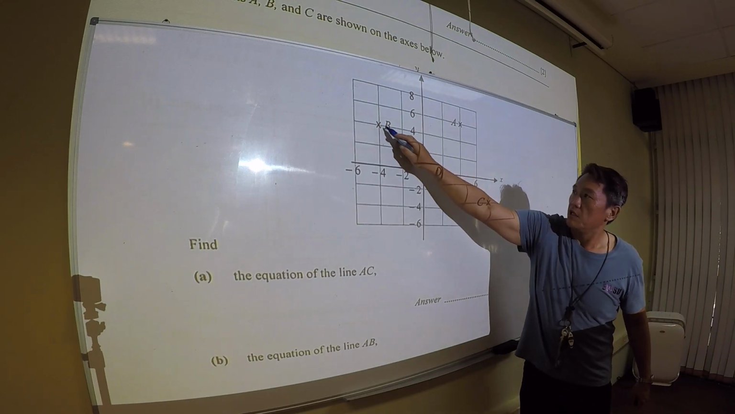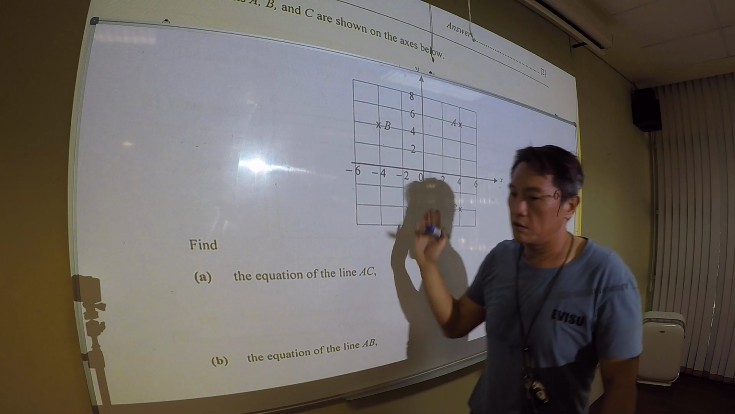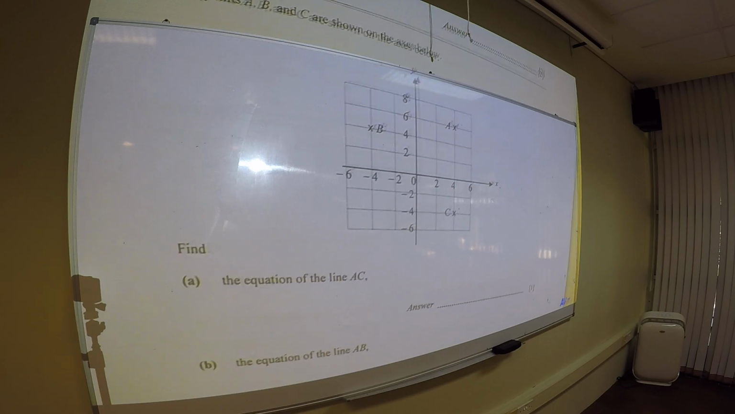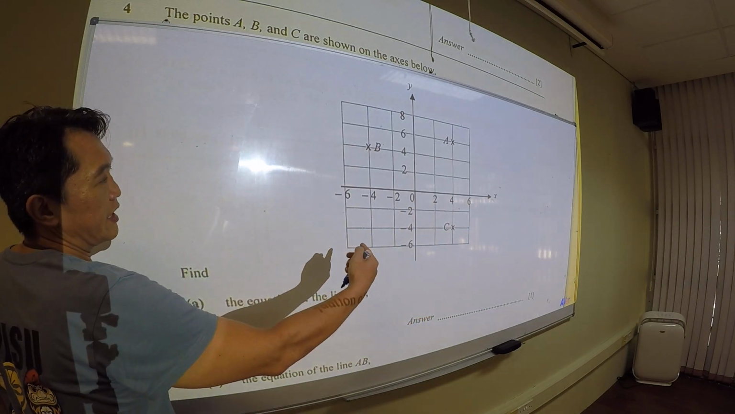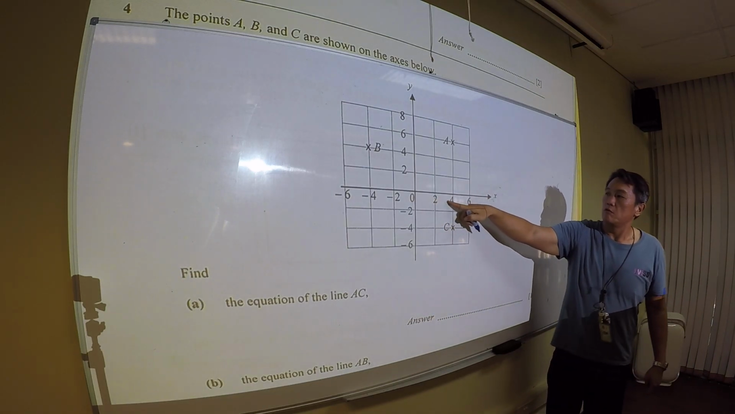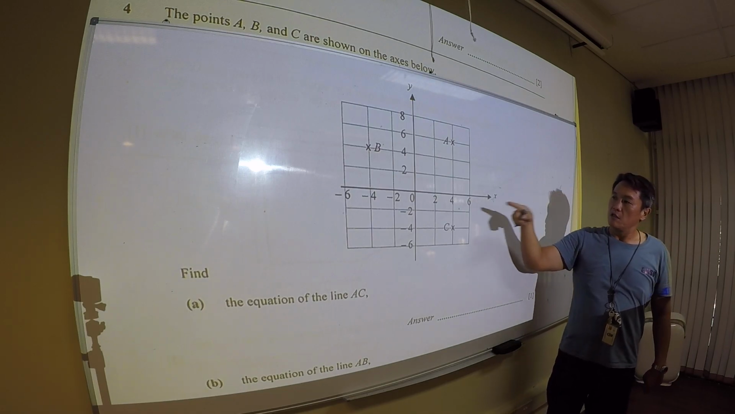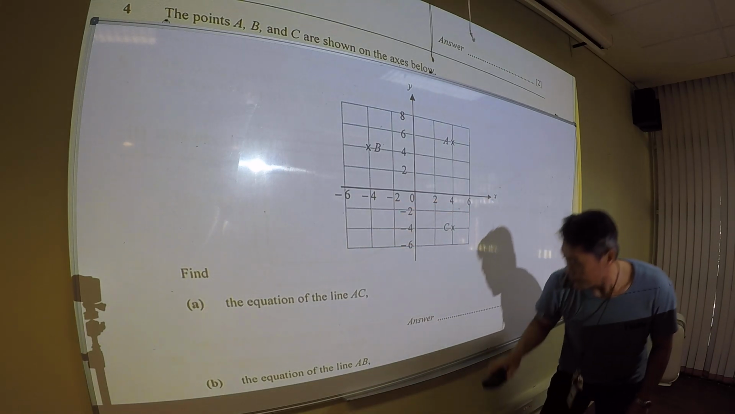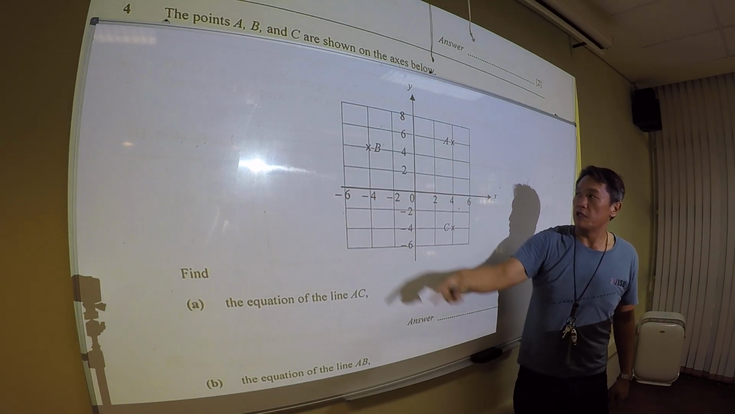A, B, C. The x-axis, y-axis, x and y. The x is always the horizontal direction, just like counting numbers. The bigger the number, the more towards the right it goes. 0, 1, 2, 3, 4, 5, 6. Going right means going bigger and bigger. Going to the left means my x is getting smaller and smaller. 0 becomes minus 1, minus 2, minus 3. More and more negative when I go to the left.